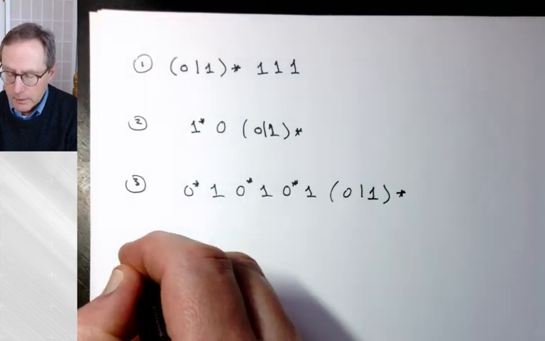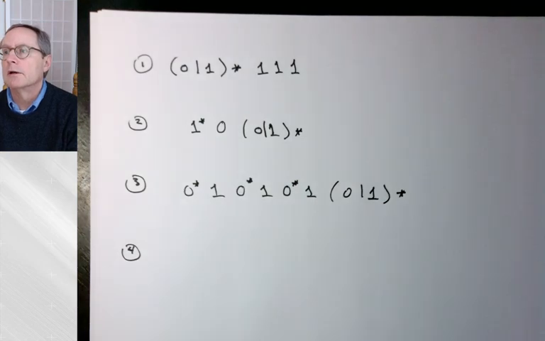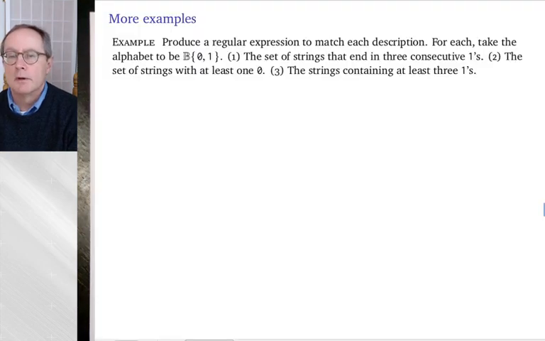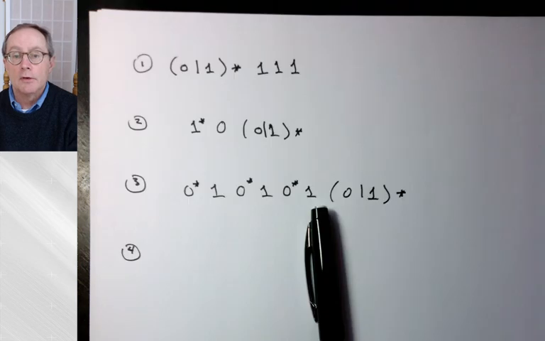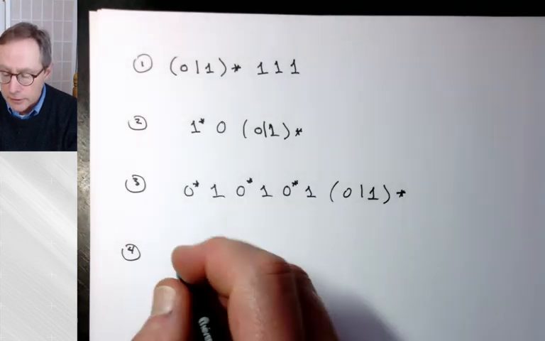Okay. What's question 4? I forgot already. Whoops, pop it up. The set of strings starting with a digit other than the one that it ends with. So if it starts with a 0, it's got to end with a 1. If it starts with a 1, it's got to end with a 0. So I think there are 2 cases.